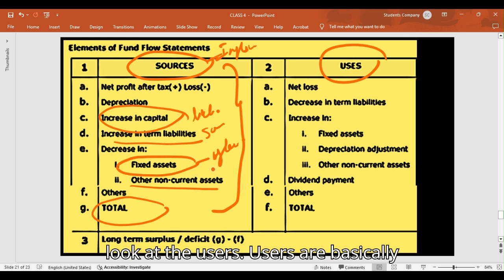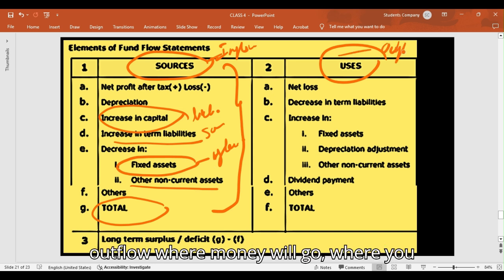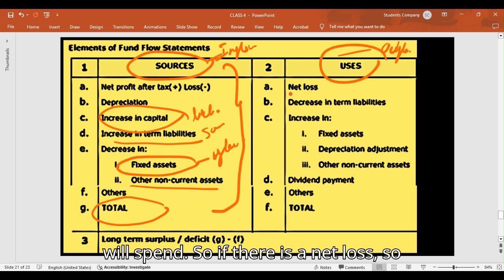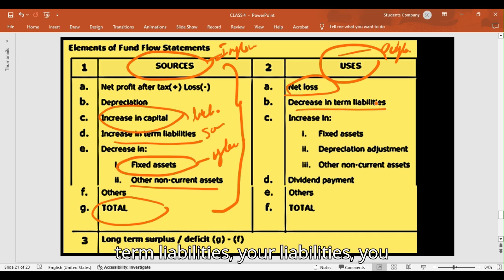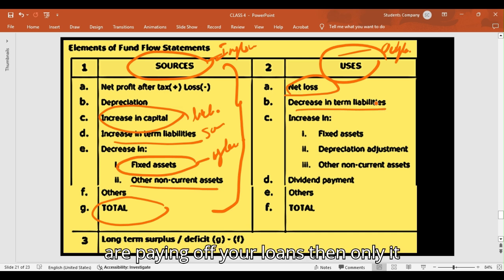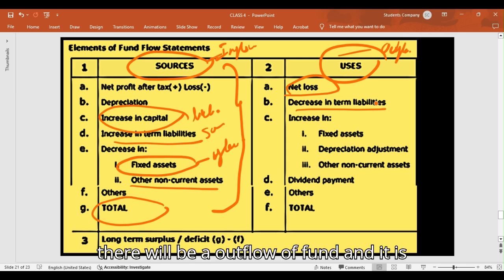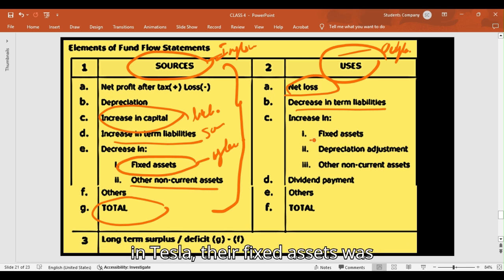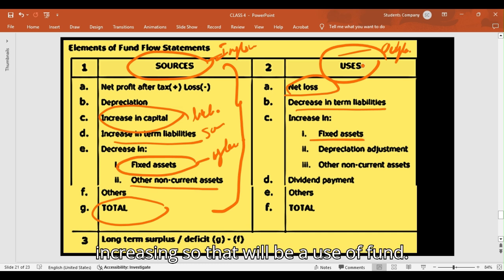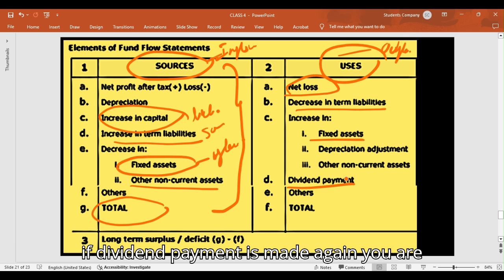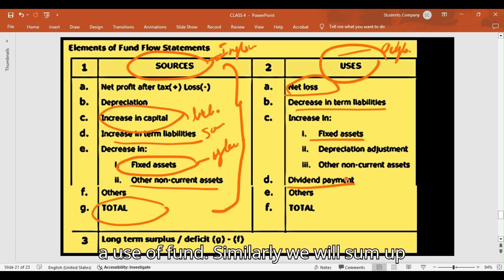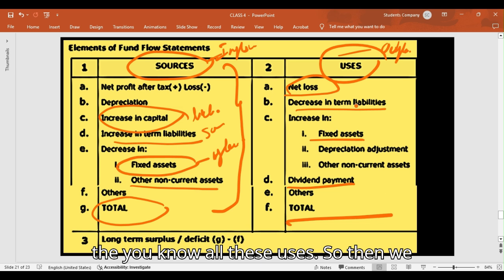Now let's look at the uses. Uses are basically outflow, where money will go, where you will spend. So if there is a net loss, and the losses are increasing, it means your money is wiped out. It is use of fund and outflow of fund. Decrease in term liabilities: you are paying off your loans, then only it will decrease. When the decrease happens, there will be an outflow of fund, and it is a use of fund. Similarly, as we discussed in Tesla, their fixed assets were increasing, so that will be a use of fund. Similarly, if dividend payment is made, again you are using the money, so it is an outflow. It is a use of fund. Similarly, we'll sum up all these uses.